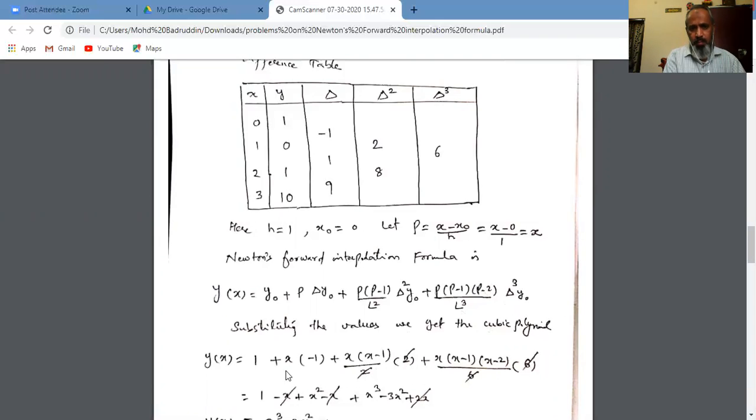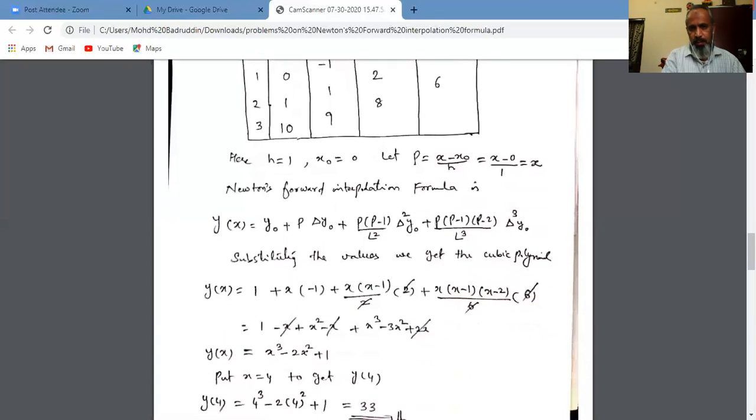So we get 1 plus 2 into minus x plus x into x minus 1, which is x square minus x, and the product of these three terms is 3x cube minus 3x square plus 2x. Now plus 2x minus 2x cancel, and we are left with only x cube minus 2x square plus 1. This is the polynomial of third degree. So this is the cubic polynomial we have obtained by using Newton's forward interpolation formula from the given set of data points.